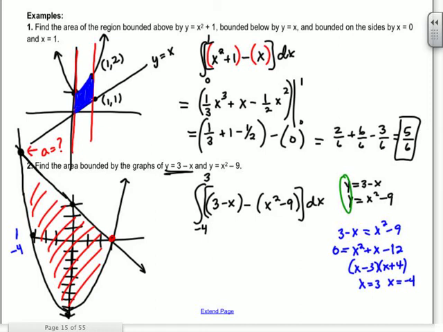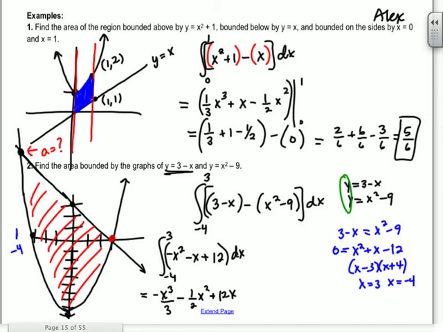All right, so this one we can simplify a little bit before we integrate. So negative 4 to 3. We have 3 minus a negative 9, so that's going to end up being 12. I have my negative x squared, and I have my minus x. So I just combine my like terms. So I get x cubed with a 1/3 minus 1/2 x squared, plus 12x, going from negative 4 to 3.